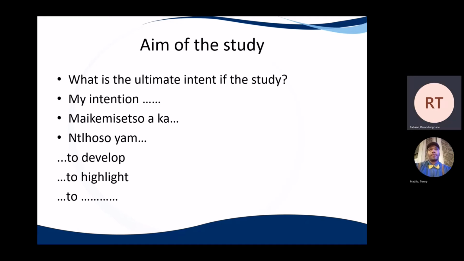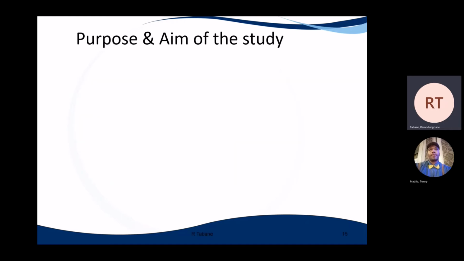My intention is... in Sepedi we would say maikemisetso a ka ke... in isiZulu, inhloso yami. That's why they'll ask you, why did you do it? What were you focused on? What were you aiming to get? So my intention was to develop, to highlight, to do what? You are doing something to get somewhere. You just don't do research for the sake of just doing it.